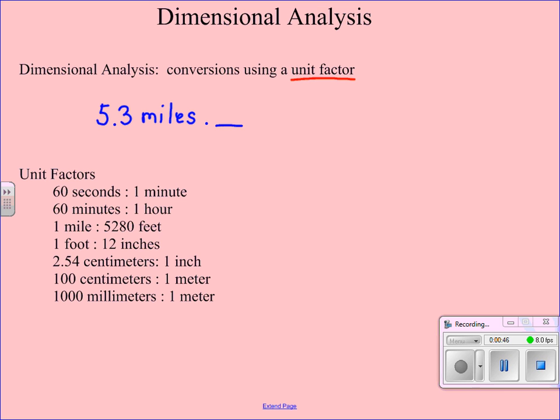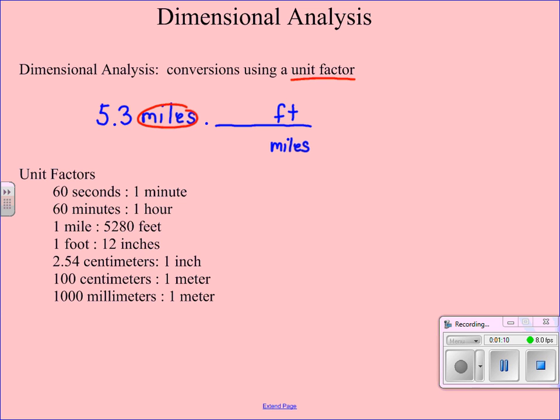So I'm going to multiply by a unit factor. That means a fraction that is equal to 1. What I want to do is cancel the miles. I want these to be gone. In order for something to cancel, I have to have it on the other side of the fraction. So by putting miles down there, I would be canceling it. Since I want to go to feet, I'm going to put feet on the top.